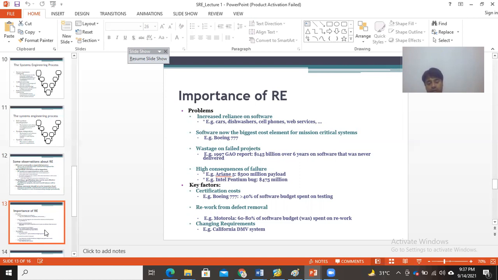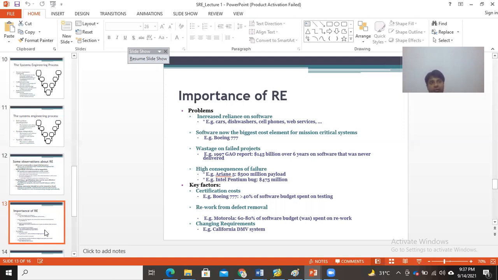Among the key factors, certification cost is another genuine case. 40% of the software budget is spent on testing. This is obvious: whenever you create critical software, the testing cost will always be on the higher side. That is certification cost. And rework from defect removal: if you want to remove bugs and defects or elements of failure present in the software, that rework plays a key role, and that is 60 to 80% of the software budget cost.